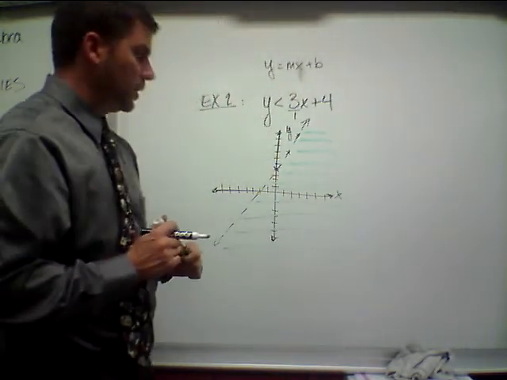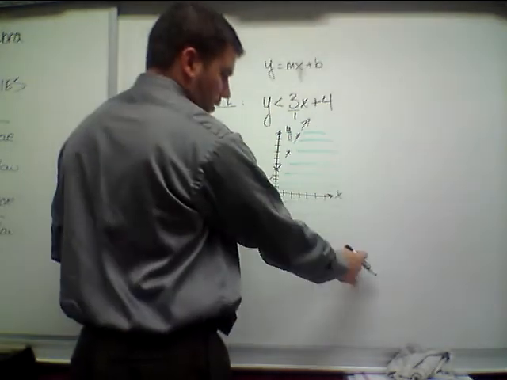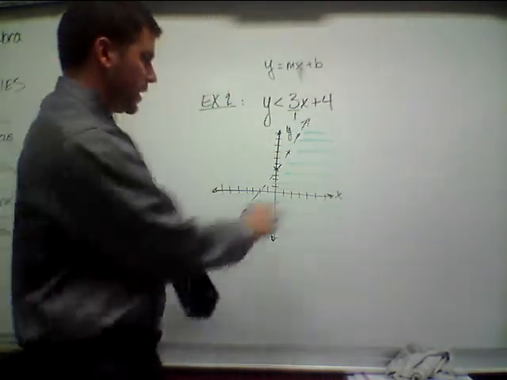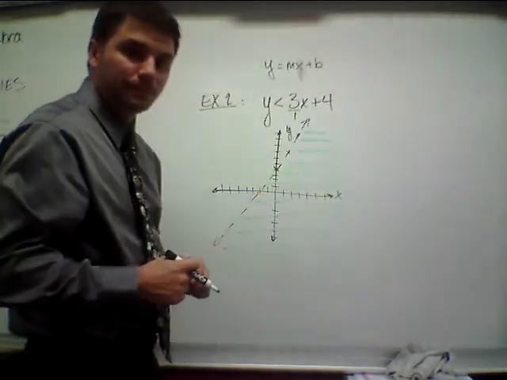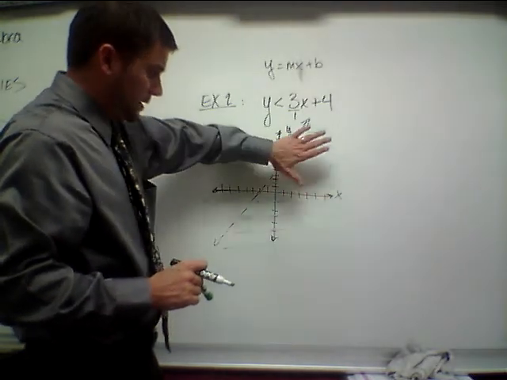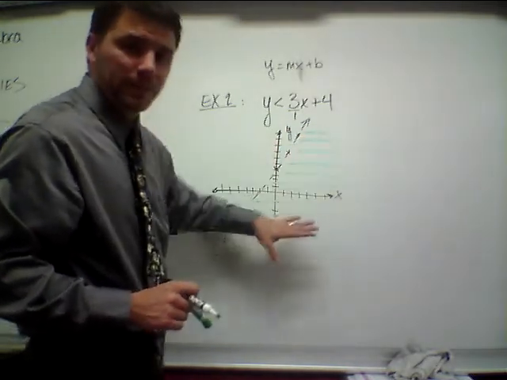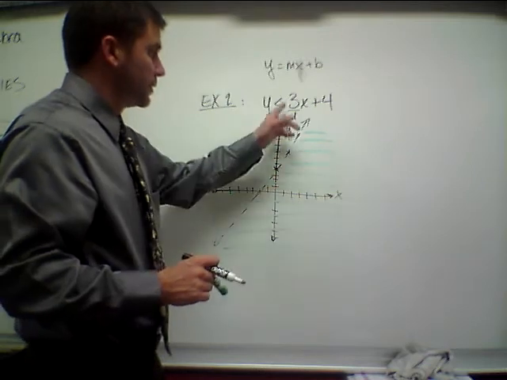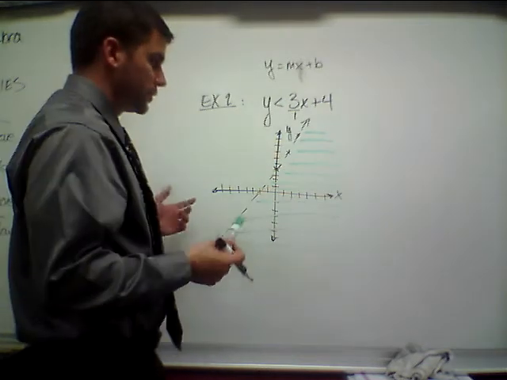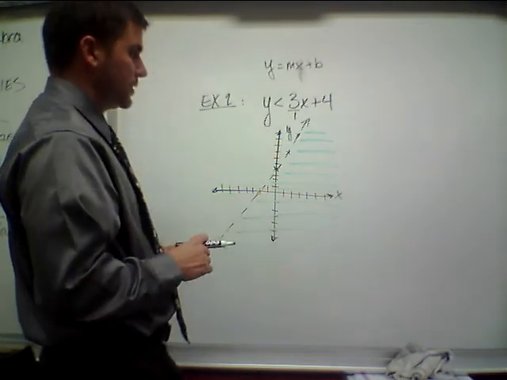I'm going to shade below the graph. Notice that I'm using the majority of the graph to do the shading and not just right next to the line. What this means is that if I pick any coordinate point in this area, it's going to make this inequality true. Just to prove that, let's try a couple of examples.